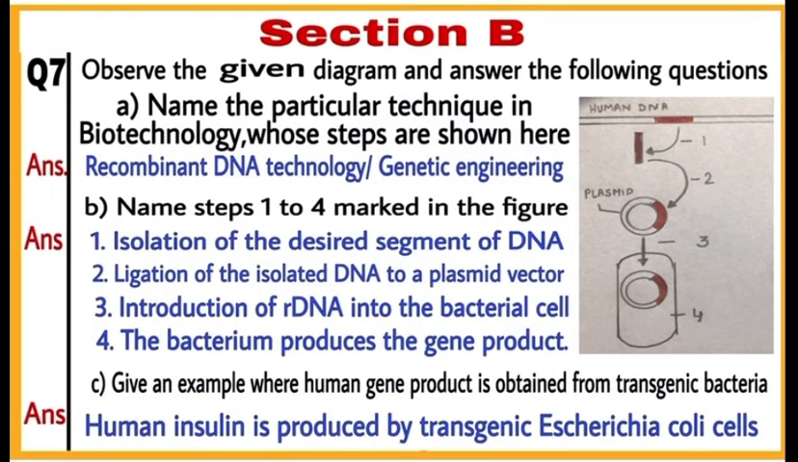Now, section B. This section has 6 questions, each carrying 3 marks. Question number 7. Observe the given diagram and answer the following questions. A. Name the particular technique in biotechnology whose steps are shown here. The steps in the diagram are of recombinant DNA technology or genetic engineering. B. Name steps 1 to 4 marked in the figure.